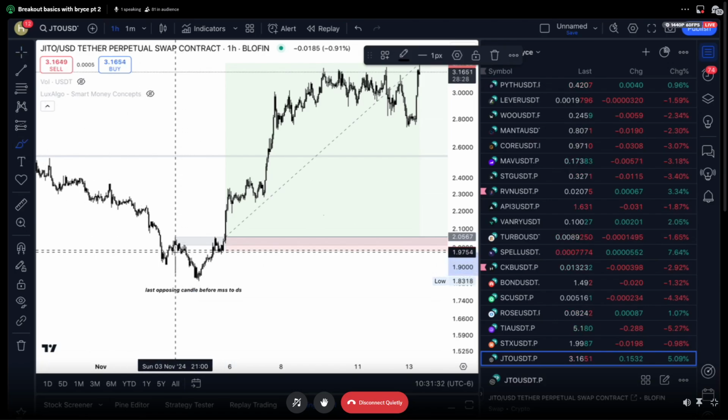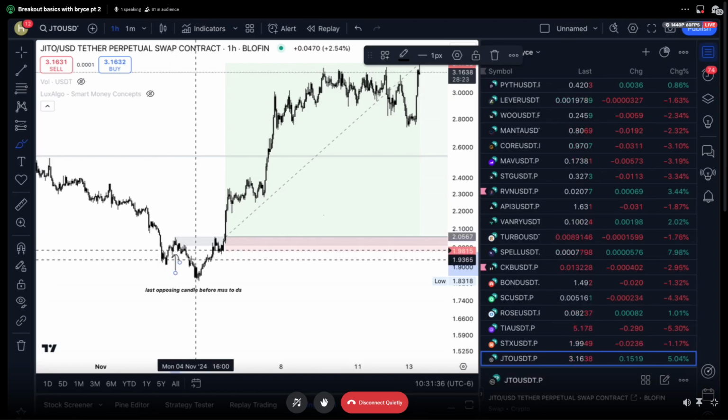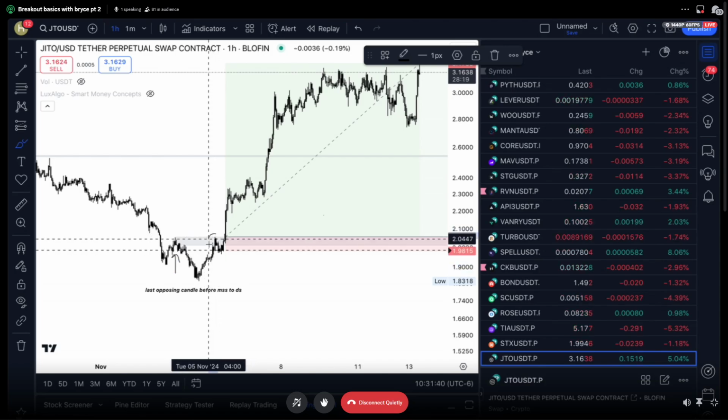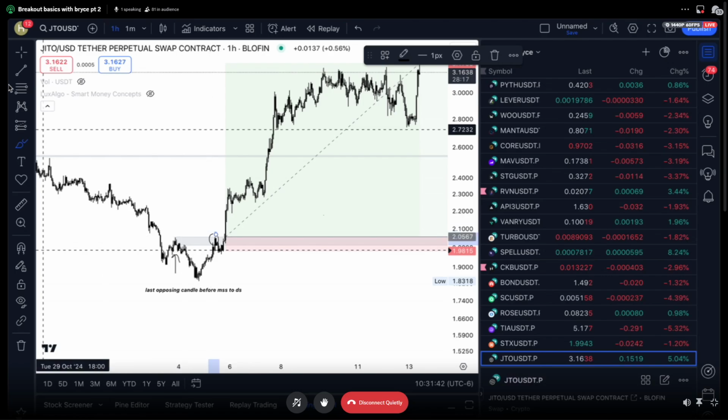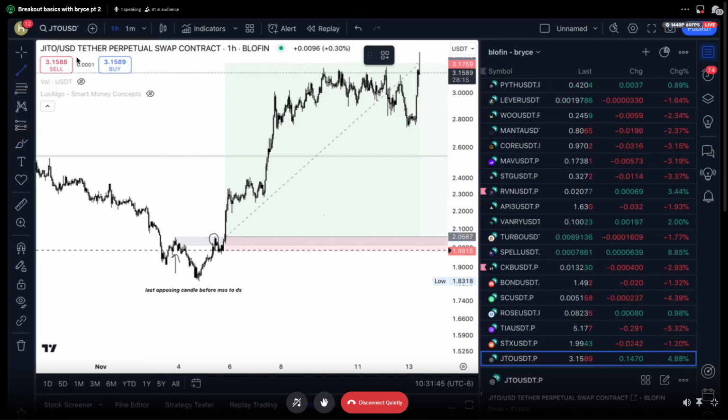So, lo and behold, here's our initial supply created before this market structure shift to the downside. Here's our sweep above this supply. What do we see here? Our imbalance tap.